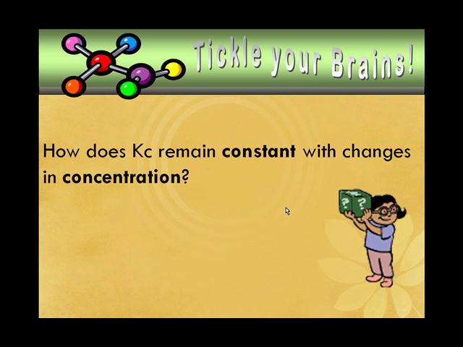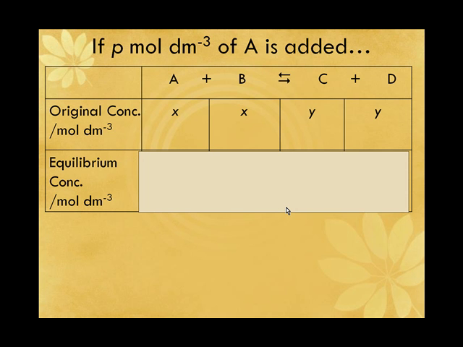Now, some of you may be asking, how does Kc remain constant with changes in concentration? As usual, let us consider an equilibrium in action. An equilibrium is being set up over here. We have A and B being converted into C and D. Now imagine we have a 1 liter reaction vessel, and we have X mole of A and X mole of B and Y mole of C and Y mole of D in that container.